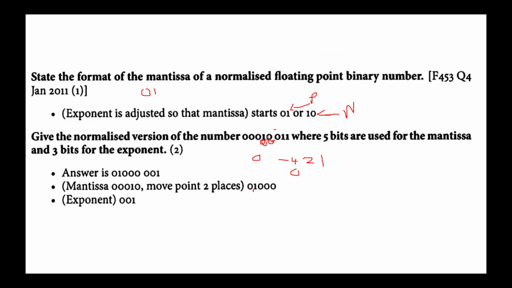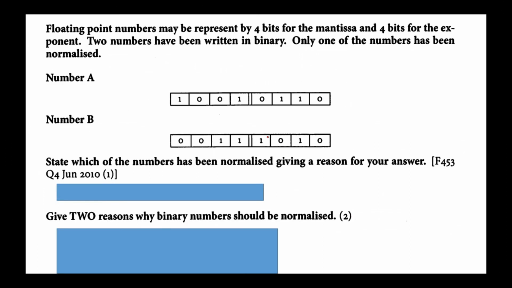Alright, so let's have a look at the next set of questions. Floating point numbers may be represented by 4 bits for the mantissa, 4 bits for the exponent. 2 numbers have been written in binary. Only one of the numbers has been normalized. Which of these has been normalized, and give your reason for your answer. Then give 2 reasons why binary numbers should be normalized. So let's have a look at the answer.